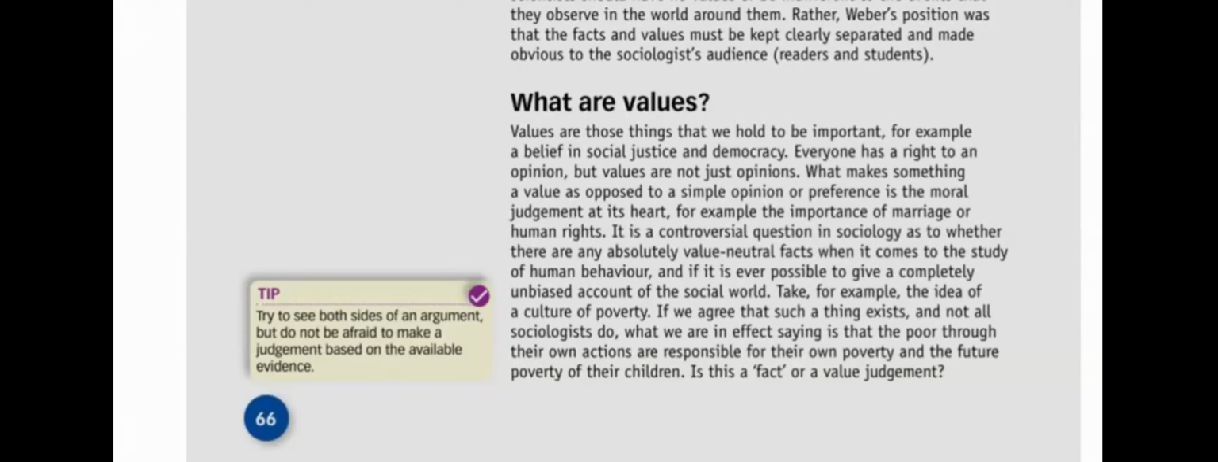They're saying it is a controversial question in sociology as to whether there are any absolutely value neutral facts when it comes to the study of human behavior, and if it is ever possible to give a completely unbiased account of the social world. Now, what they're saying is that they want to see whether, within the social world, there is anything that everybody believes. Because values are things that most people believe, right? But is there anything that absolutely every person believes in? So within human behavior, is there anything that nobody disagrees with?